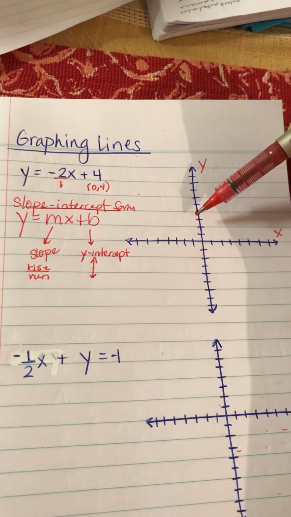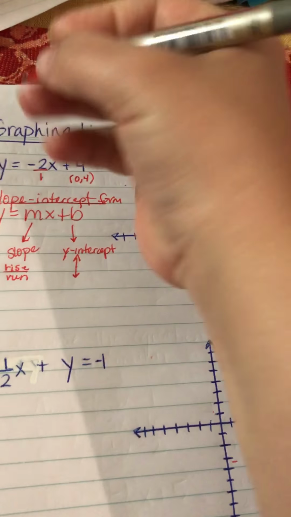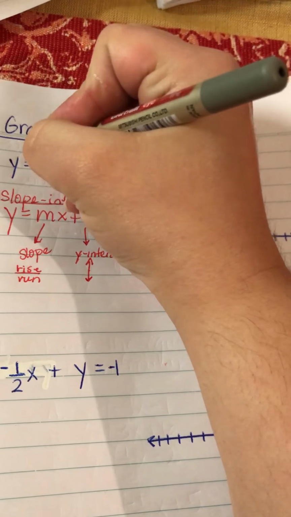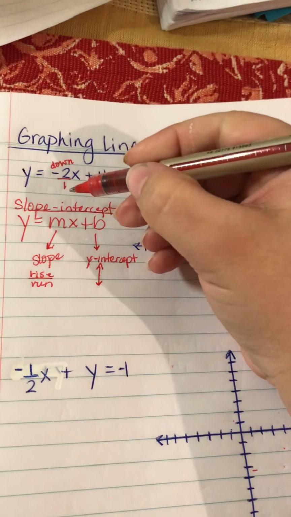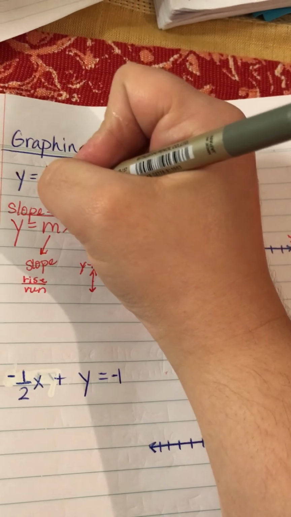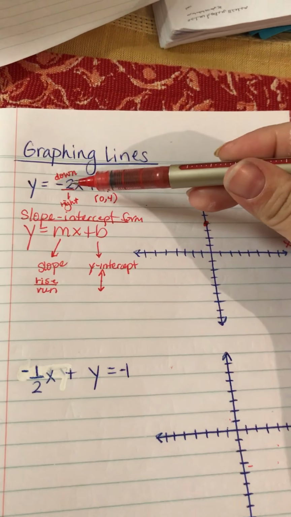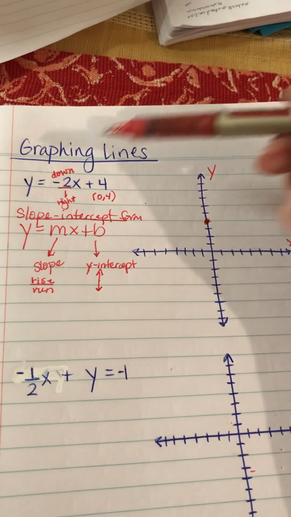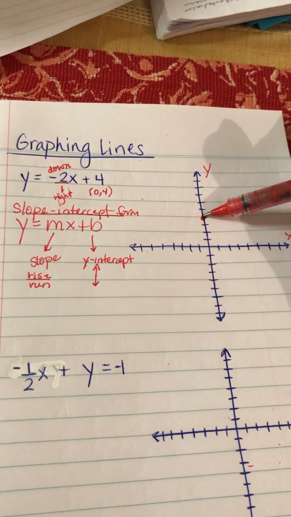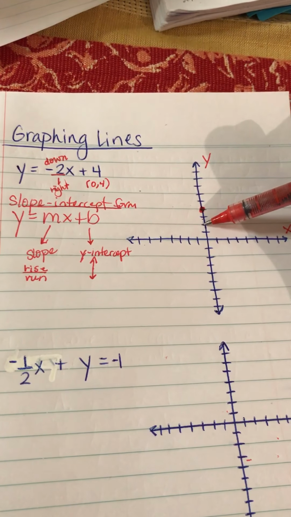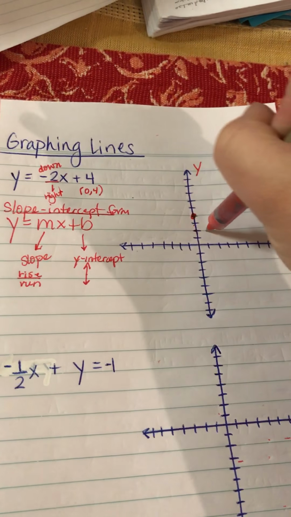So I'm going to start at my original point. And because my rise is negative 2, that means I'm going to go 2 down because it's negative. So I want to go towards the negative numbers. And then the run is positive, so I'm going to go to the right. The rise tells you where to go on the y-axis, and then the run tells you where to go right or left on the x-axis. Okay, so I'm going to go down 2 because my rise is negative 2. And then I'm going to go to the right 1. And I'm going to put a point right there.